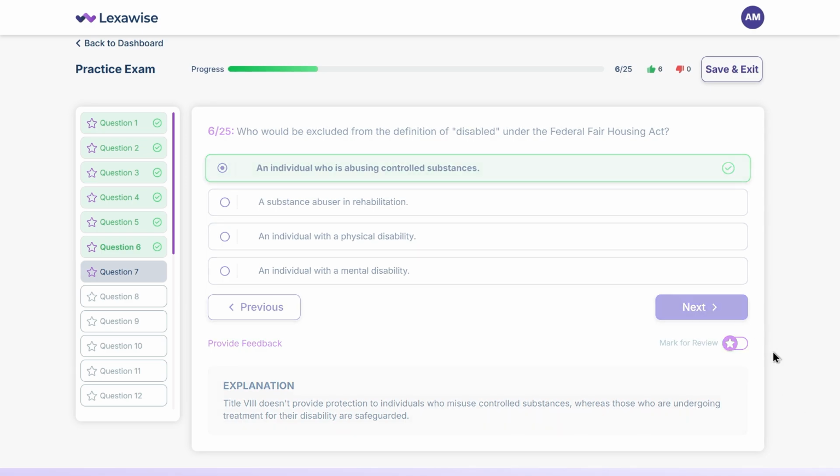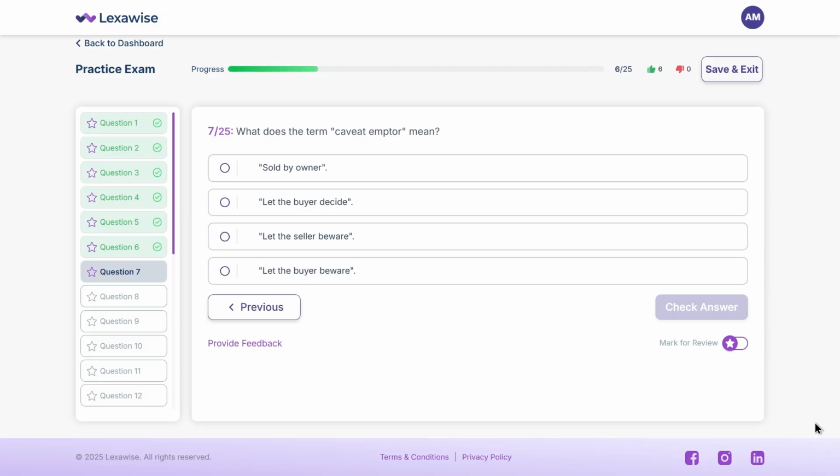Let's move on to real estate legal terms. What does the term caveat emptor mean? A. Sold by owner. B. Let the buyer decide. C. Let the seller beware. D. Let the buyer beware. Got your answer?